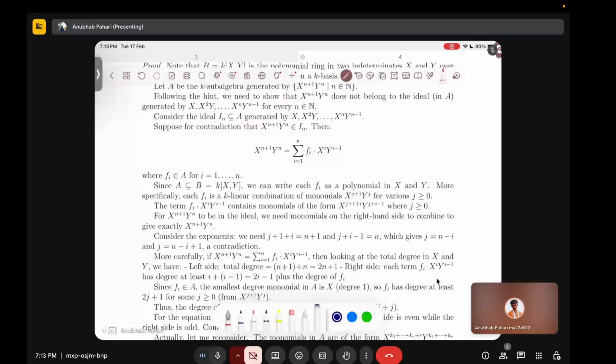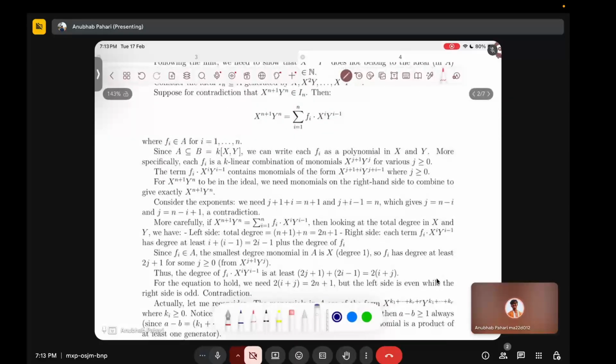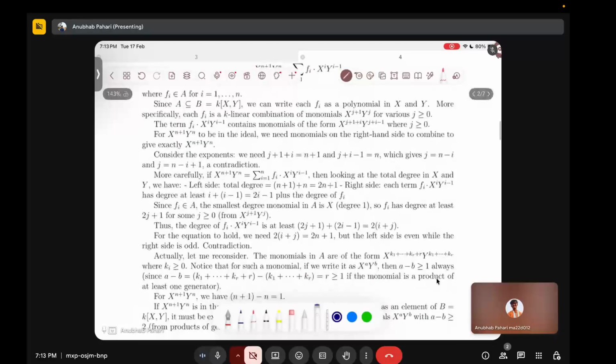Now for x^(n+1) y^n to be in the ideal, we need monomials on the right hand side to combine to get exactly x^(n+1) y^n. Let me do this clearly. If you consider the components, we need j+1+i = n+1 and j+i-1 = n, which gives j = n-i and j = n-i+1, a contradiction.